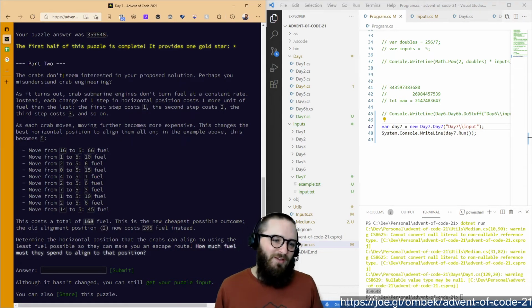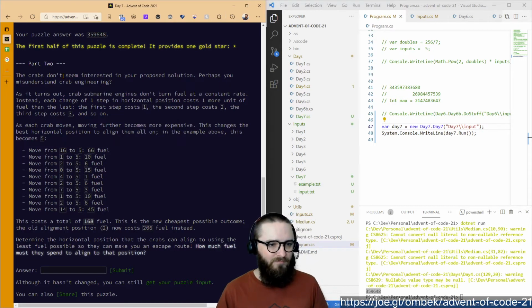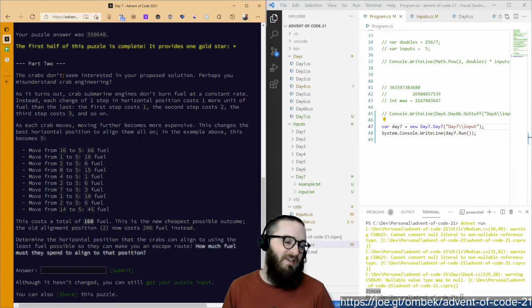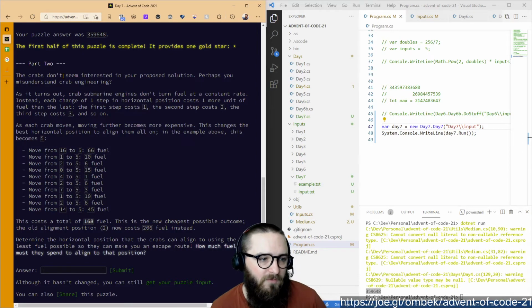The crabs don't seem interested in your proposed solution. Perhaps you misunderstand crab engineering. As it turns out, crab engines don't burn fuel at a constant rate. Instead, each change of one step in horizontal position costs one more unit of fuel than the last. The first step costs 1, the second step costs 2, the third step costs 3, and so on. As each crab moves, moving further becomes more expensive. This changes the best horizontal position to align them all on.